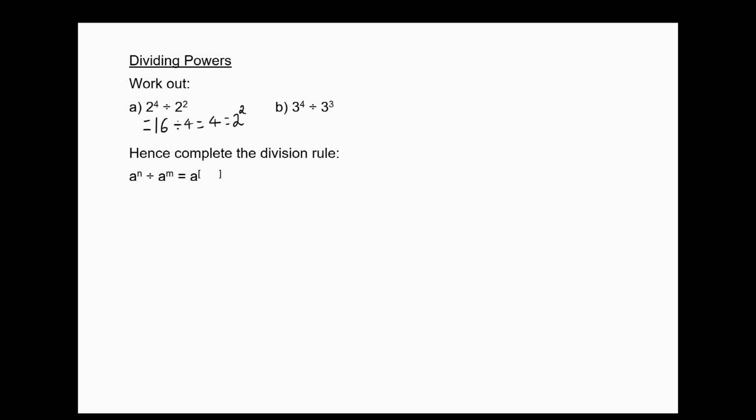3 to the power of 4 is 81. 3 to the power of 3 is 27. So we have 81 divided by 27. Now 81 divided by 27 is actually going to be 3. Because 3 times 27 is 81. So 3 to the power of 4 divided by 3 to the power of 3 is 3, which is the same as 3 to the power of 1.